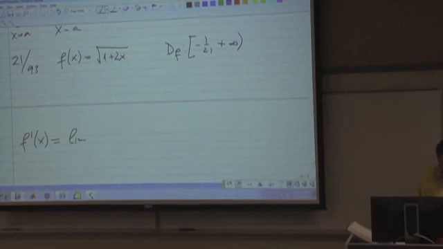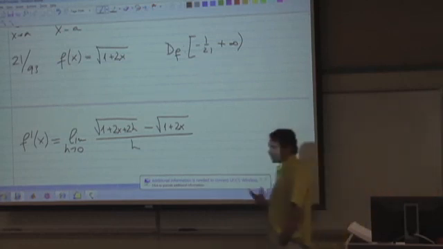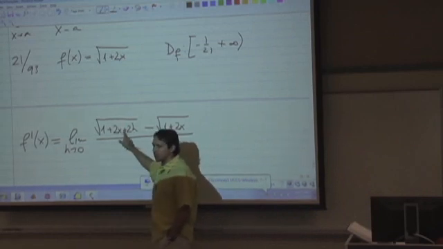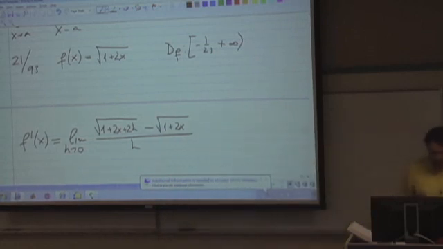The limit as h goes to 0 of the square root of 1 plus 2x plus 2h minus the square root of 1 plus 2x divided by h. Right? Remember, it's f of x plus h, right? So wherever you see x, you replace it with x plus h. So I'll have 2 times the quantity x plus h. That's just 2x plus 2h. Right? Okay, so how do we solve this creature?